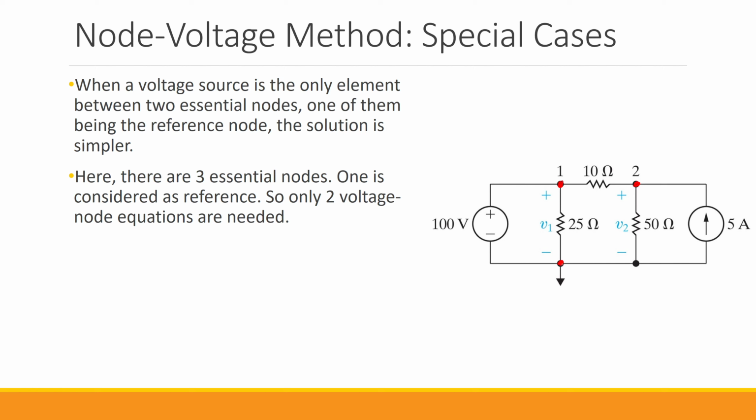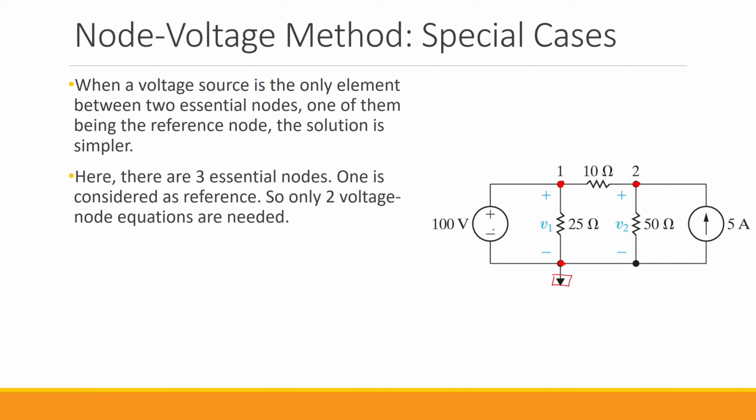So the next step would be to consider the node with the highest number of branches connected to it as the reference. That's what we did here. Based on this, now we have two nodes and basically two node voltage variables that we need to find. One is the voltage from node 1 to the reference, and the other one is the voltage from node 2 to the reference.